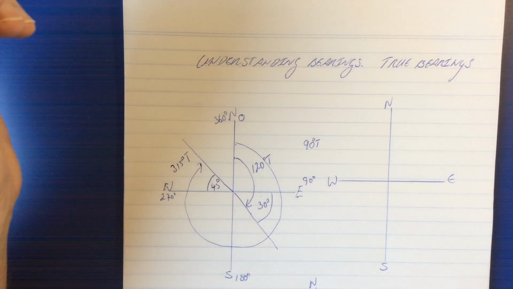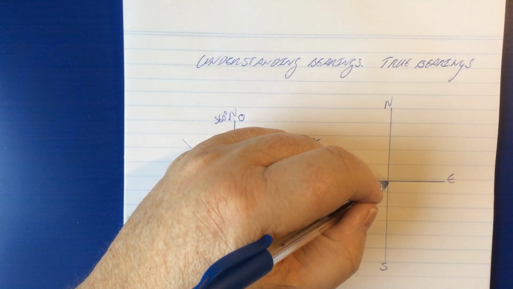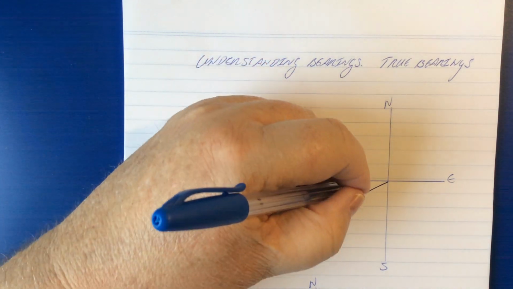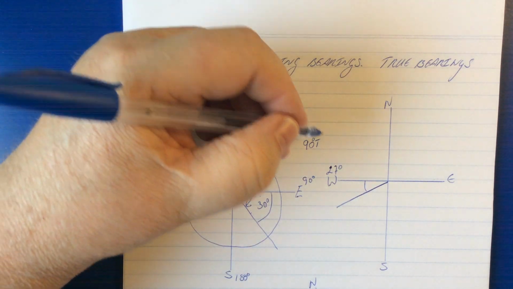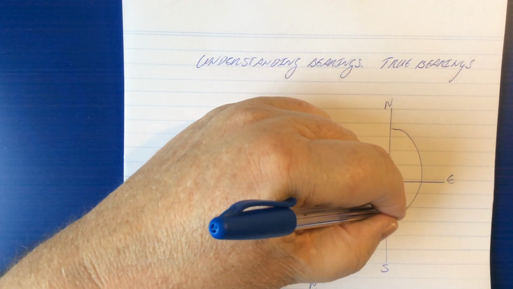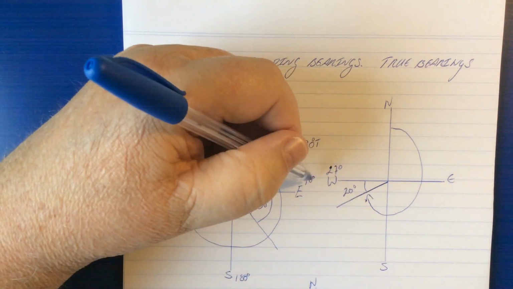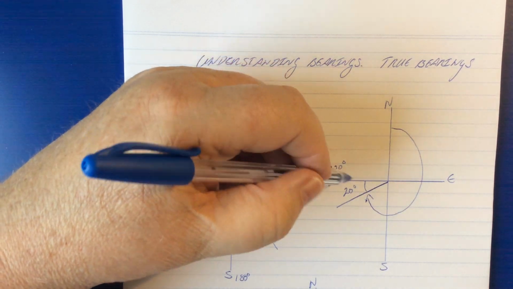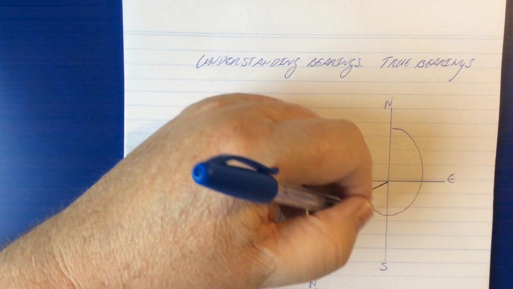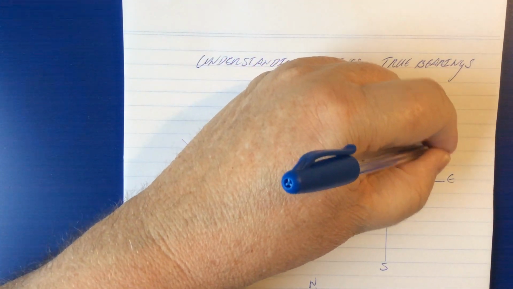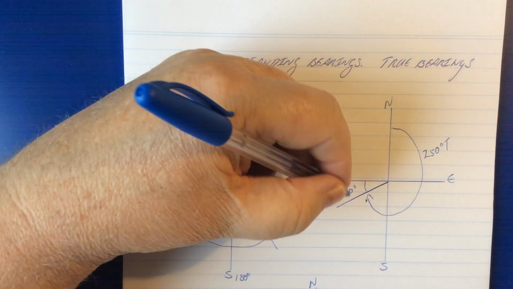Now, let's look at some other ways of dealing with this. So if we take west as 270 degrees and say we have this angle here, and this is 20 degrees. It's 20 degrees from west. Nevertheless, we would still measure it like this, and using this 270 degrees here as a handy reference, we would say that this angle in terms of a bearing is 250 degrees true. That's 20 off 270.